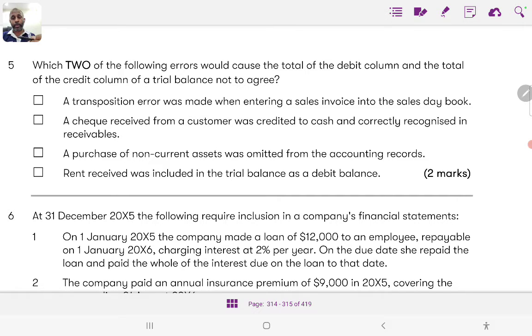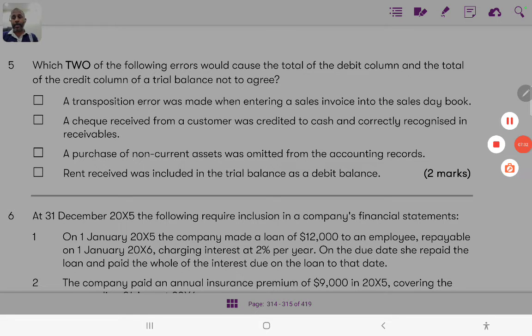So the two transactions resulting in a disagreement in the trial balance are the second option and the fourth option. With this, my short video on these questions, I'm stopping at this point.